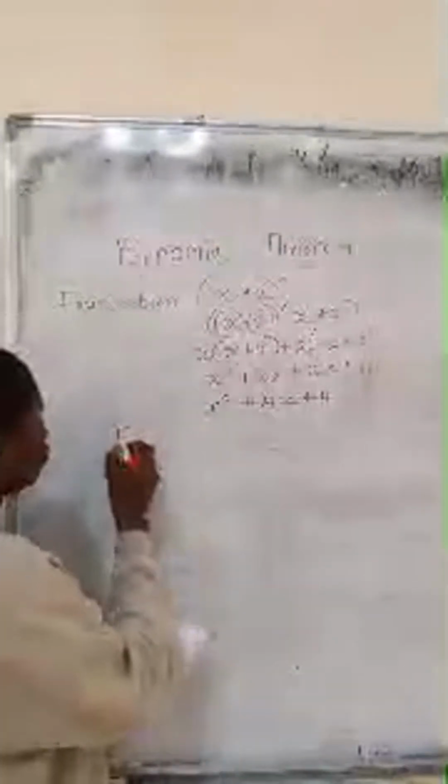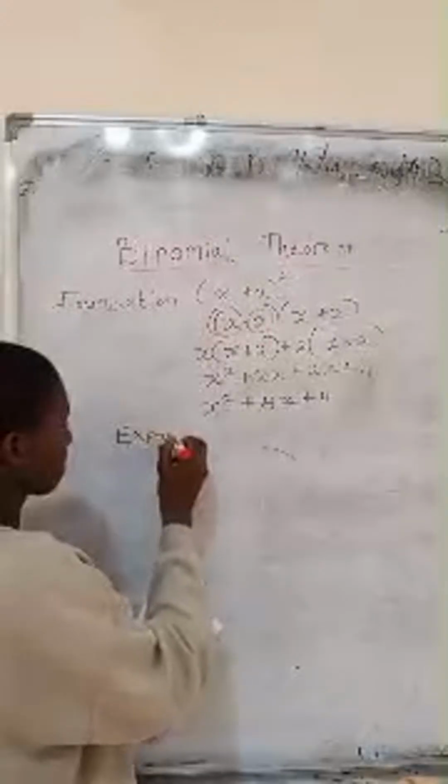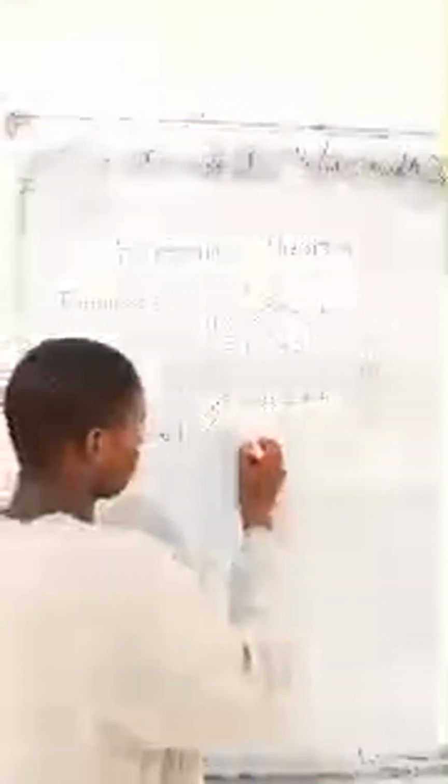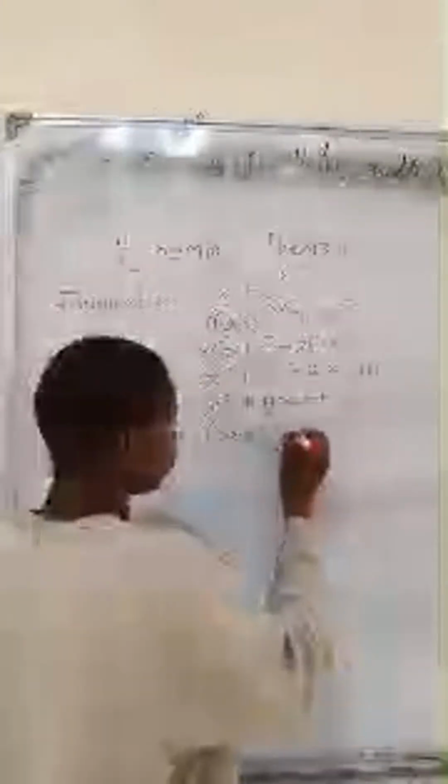The next question says we should expand (a plus b) raised to the power of 3.